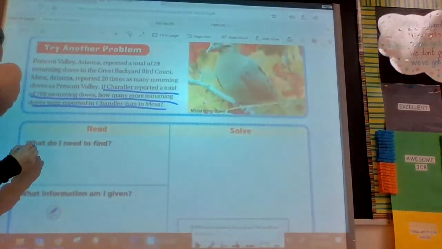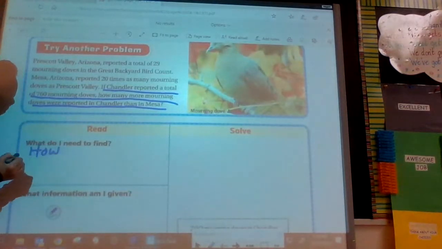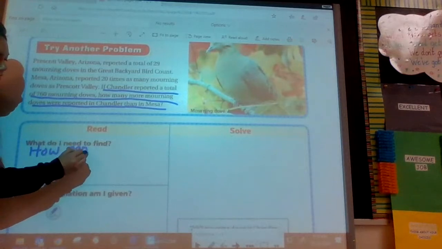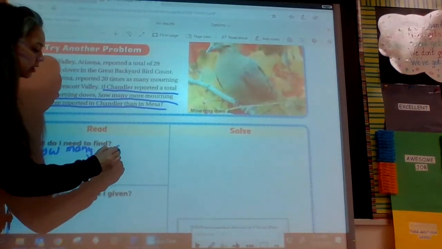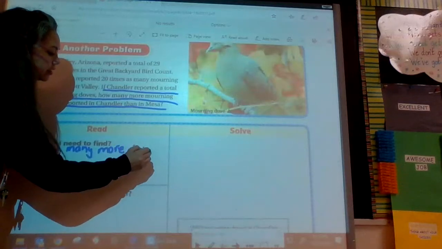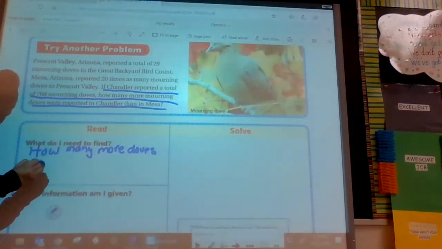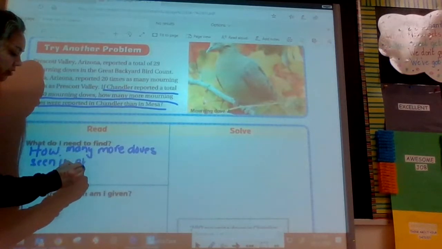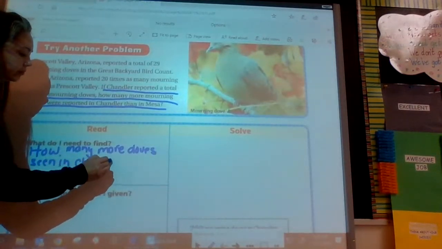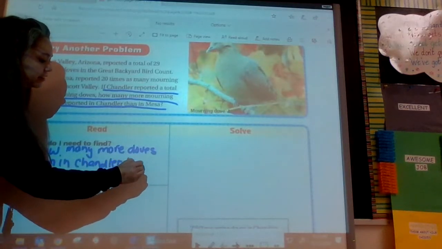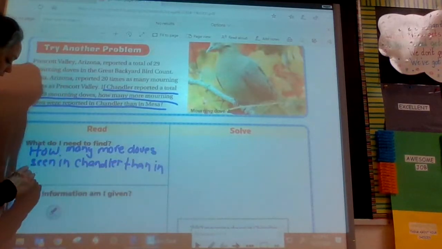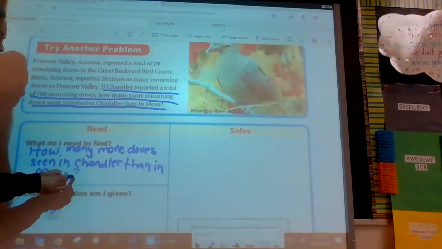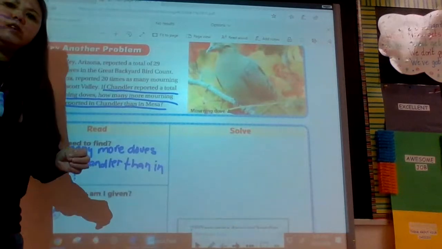So that's what you want to write. And the best of your own, you write it in your own words. How many more doves seen in Chandler than in Mesa? And the whole point of doing this is really we got to think about what that question is asking us. Okay?